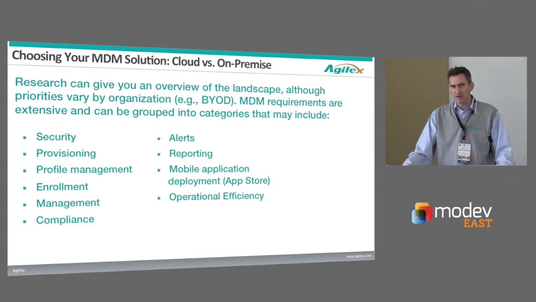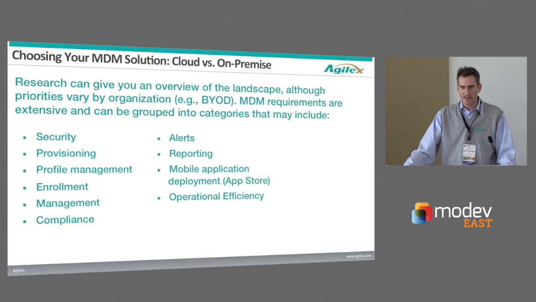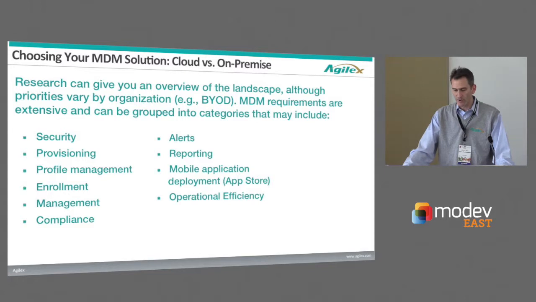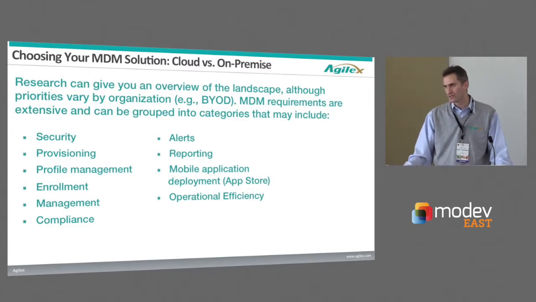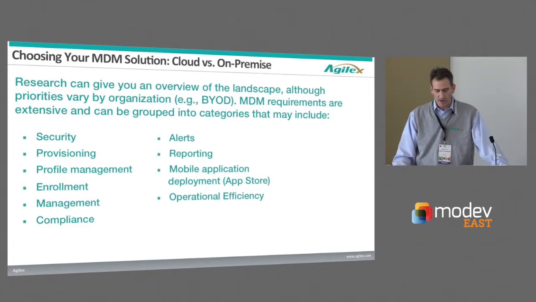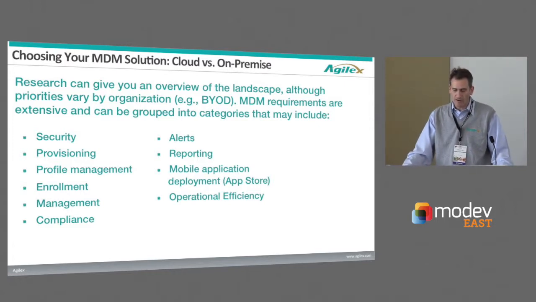There are basically two types of deployments that you can do for MDM: cloud, where obviously there are a lot of hosted solutions, and then on-premise. A lot of research can give you a good overview of the landscape. The Gartner Magic Quadrant can give you all the leading vendors, if you will. The main thing is, I think the priorities and the requirements will vary by organization. Some organizations will look at BYOD as a priority, and that's a very different thing if you're only doing, say, company-furnished devices. So it's important to understand all the various requirements.